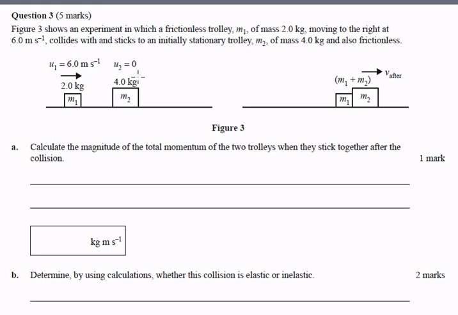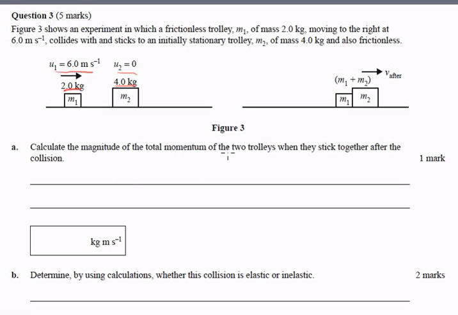This is a collision. As soon as I saw this as a collision, I just start thinking of momentum. It might not be the case, but as soon as I see any sort of collision like this, I start thinking of momentum. There's a frictionless trolley. The first mass is 2 kg, and it's going at 6 meters a second. It collides with this one, which isn't moving, and then they stick together.